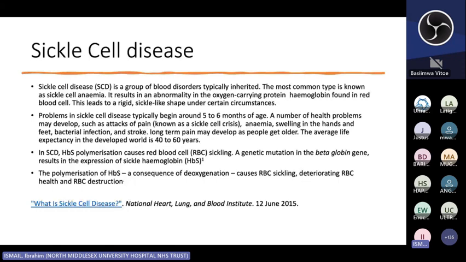The most common type is known as sickle cell anemia. It results in an abnormality in the oxygen-carrying protein hemoglobin in red blood cells. This leads to a rigid sickle-like shape under certain circumstances. Problems in sickle cell disease typically begin around 5 to 6 months of age. A number of health problems may develop, such as attacks of pain, which is typically known as a crisis, anemia, swelling in hands and feet, bacterial infection, and stroke, which is the number one thing we are trying to prevent here with our screening of our patients.